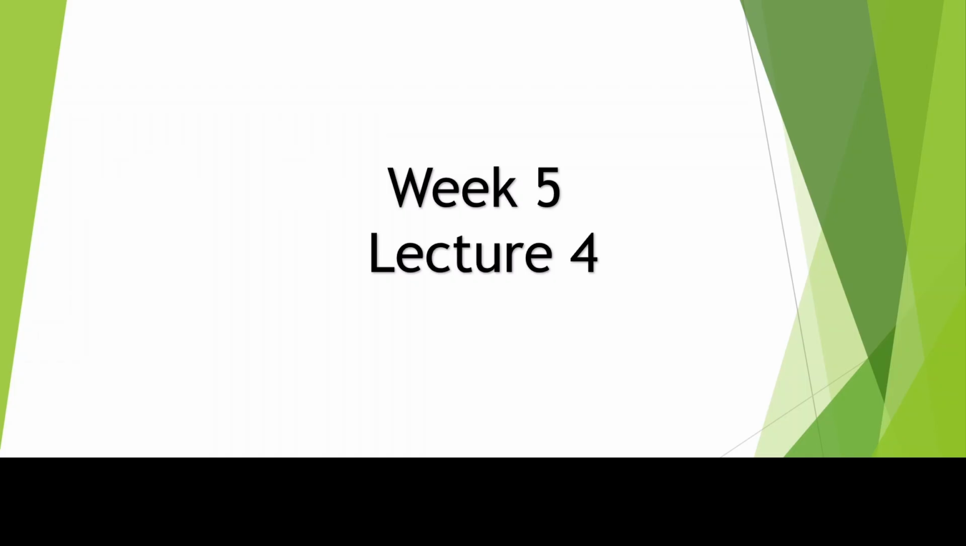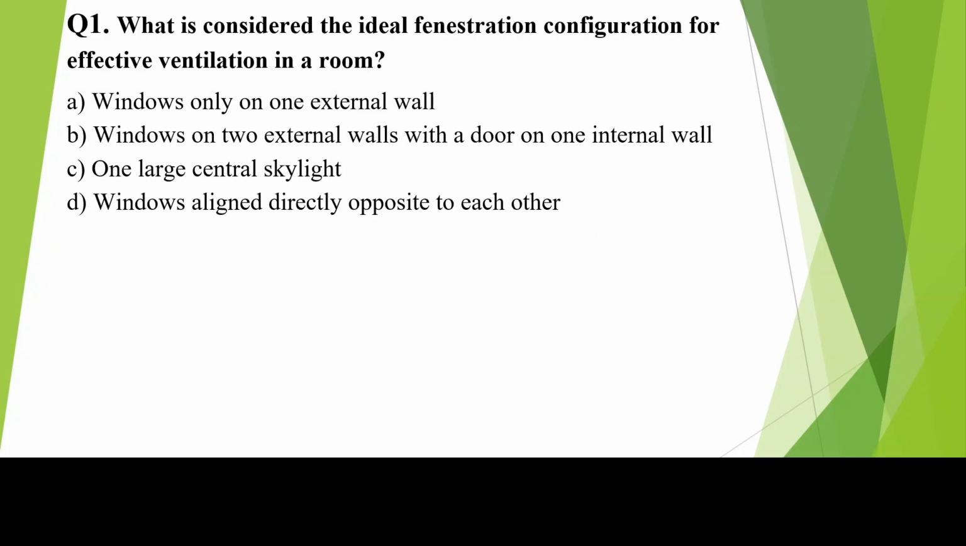some of the simpler problem questions from the week 5 lecture 4 series. And here is the first question from that. Try to give an answer to this question. What is considered the ideal fenestration configuration for effective ventilation in a room? Option A, windows only on one external wall; option B, windows on two external walls with a door on one internal wall; option C, one large central skylight; or option D, windows aligned directly opposite to each other.